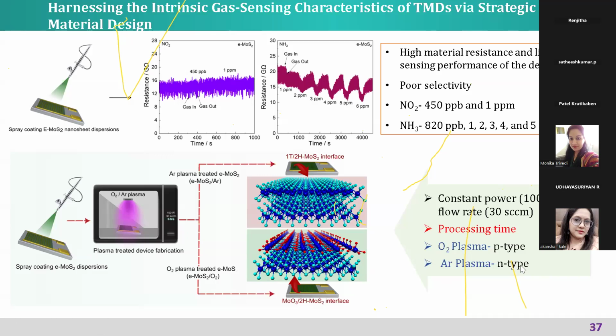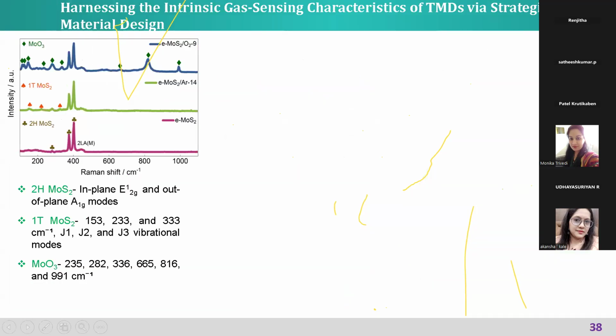Also, it gives two different types of semiconductors, N type and P type, which we have analyzed. Whenever we use the oxygen plasma, we have a MoO3 and MoS2 interface. Whenever we use argon plasma, we have a 1T phase of MoS2 on the produced MoS2. That is 1T and 2H MoS2.